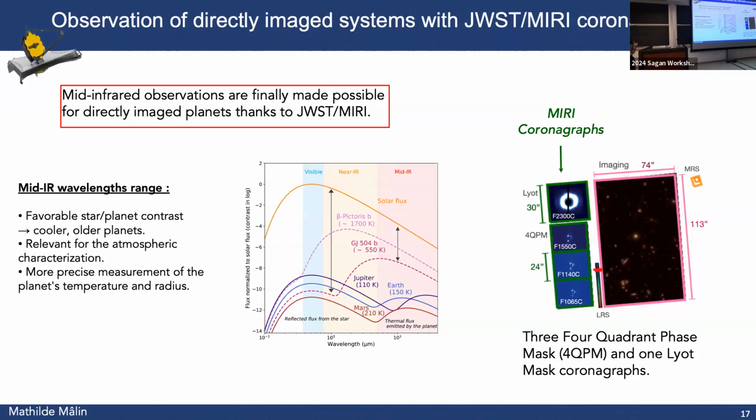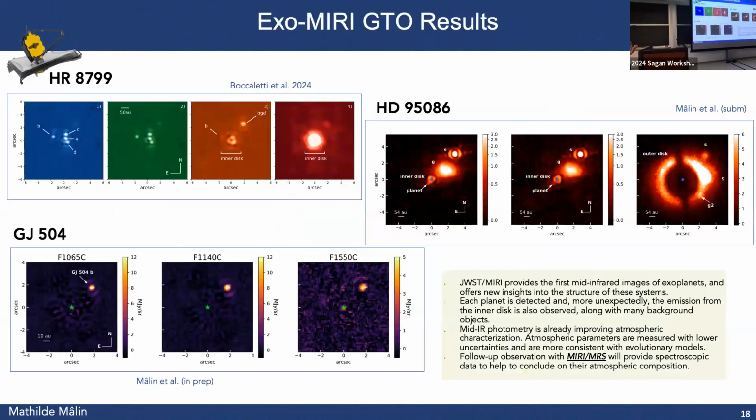And my poster is presenting work that is part of the European GTO team ExoMIRI, so of exoplanets observed at mid-infrared wavelengths with JWST. They are among the first exoplanets observed at these wavelengths, thanks to the MIRI coronagraphs that are operating at 10, 11, 15 microns for the 4-quadrant phase mask, and at 23 microns for the classical Lyot mask. And the mid-infrared wavelength range is offering many new advantages, so favorable contrast, interesting for exoplanet atmospheric characterization. We can get new photometric points at longer wavelengths, so we can get more precise measurements of temperature and radius. And these are the results that I'm presenting in my poster.